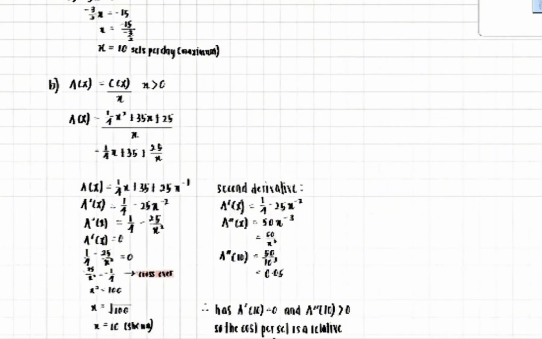So this is shown. Then we go to the second derivative. A prime x, we can do a second derivative, we got 50 over x to the power 3. We substitute x with 10, so we got 0.05. So A prime 10 equal to 0 and the second derivative at 10 is more than 0. So the cost per set is a relative minimum when x is 10.